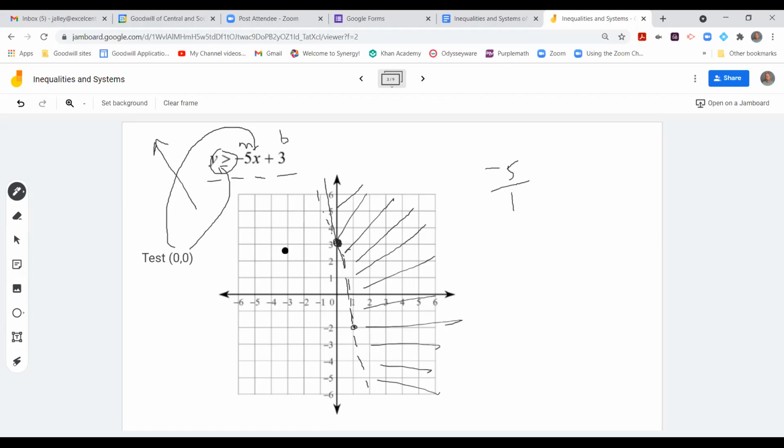You can do that with any of these inequalities. 0, 0 is a good one to test because it simplifies your calculations, obviously. And then what you've got is y is in some relationship with your y-intercept. Clearly 0, 0 is not a solution as a result of that. Quick little test.